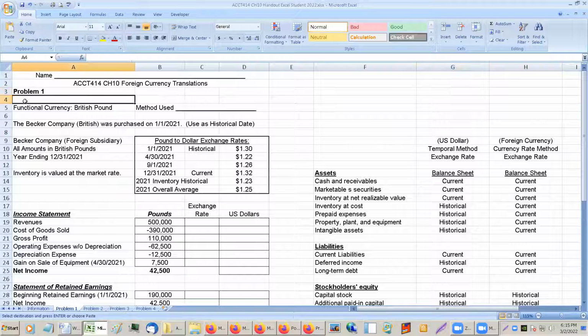So here we have a company, problem one. The functional currency is the British pound, so we're going to keep it in British pounds. Which method are we going to use? The temporal method or the current rate method?